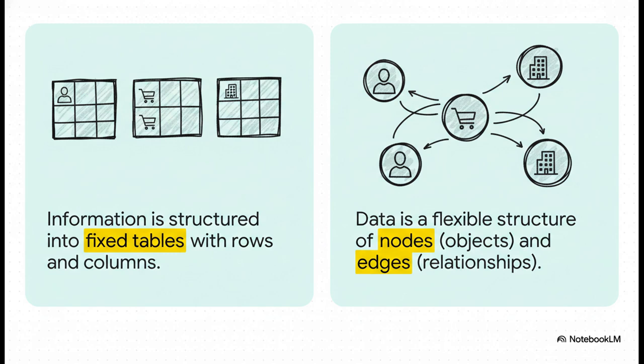On the left, you've got the relational database, which forces everything into these rigid, predefined tables. If you want to connect a customer to an order, you have to build these special links called keys. But on the right, the graph database is totally fluid. It has nodes, which are the things, and edges, which define the relationships. It creates a much more natural, web-like structure that just makes sense.